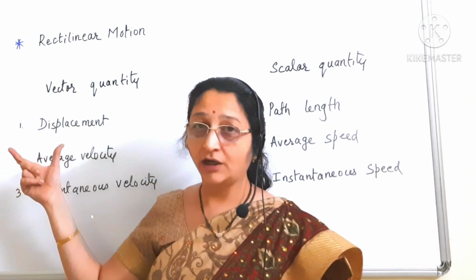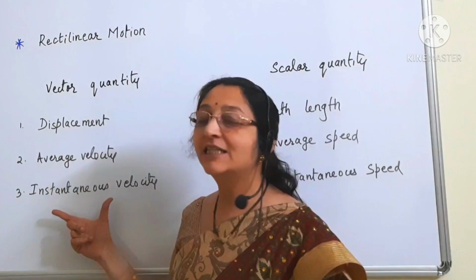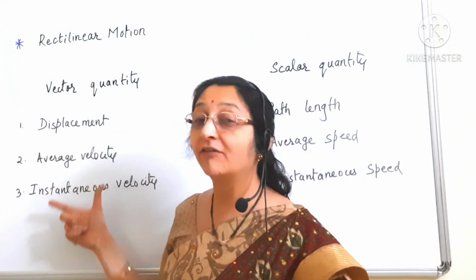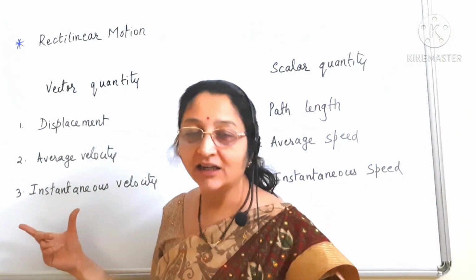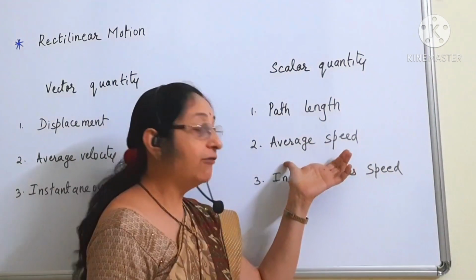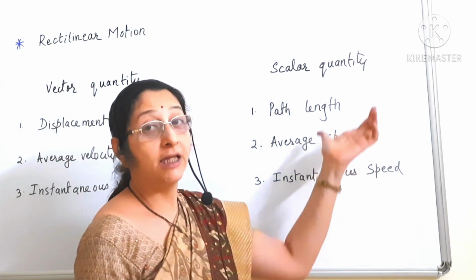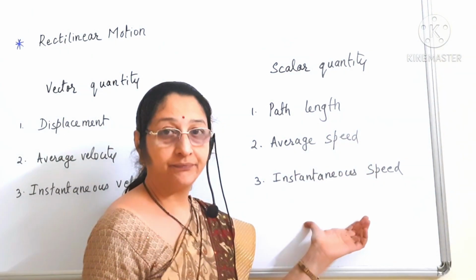Up to what we have studied, we sum up that the displacement, the average velocity and the instantaneous velocity are all vector quantities. They require direction. The path length, the average speed and the instantaneous speed are all scalar quantities. They do not require direction.